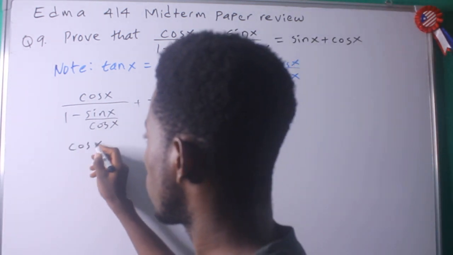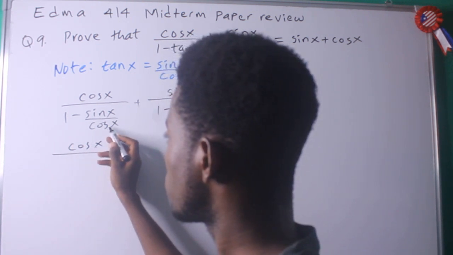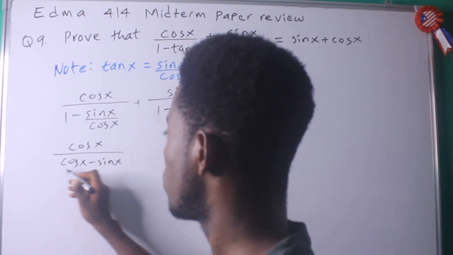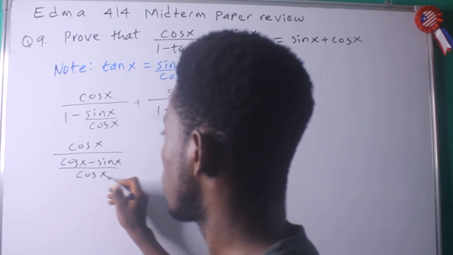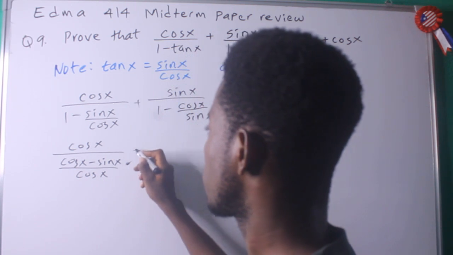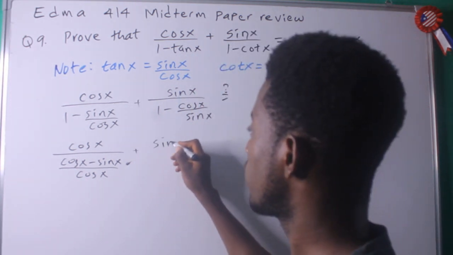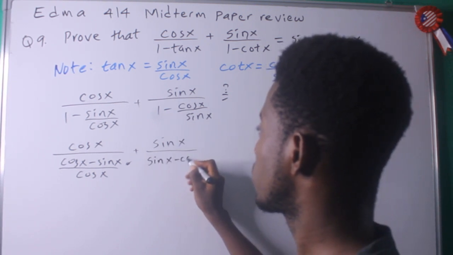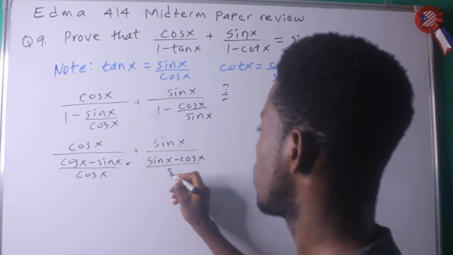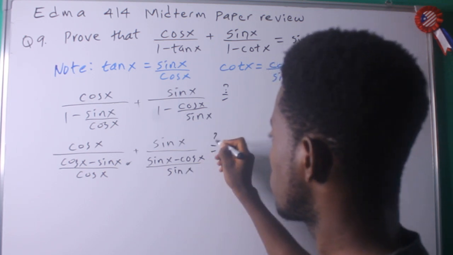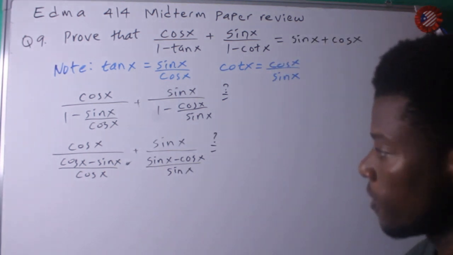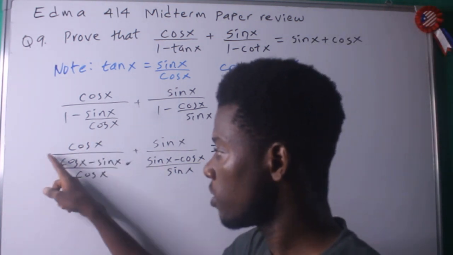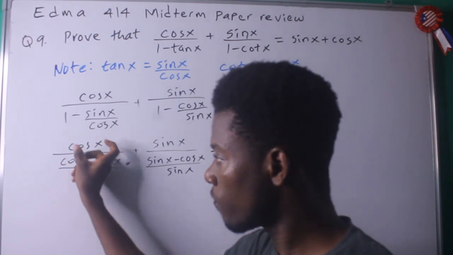So we have cos x divided by, now this times 1 is cos x, minus sin x, all divided by cos x, plus the very same thing here: sin x all divided by sin x times 1 is sin x, minus cos x, all divided by sin x. We want to know whether it's equal to this side. Once we do that, we can simplify this side. There is a main division bar, and this expression is under cos x.